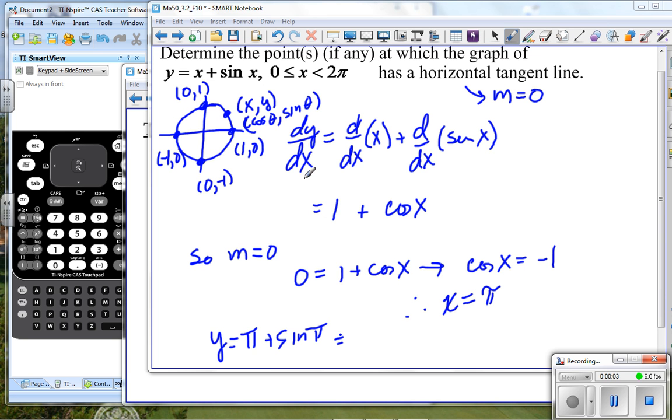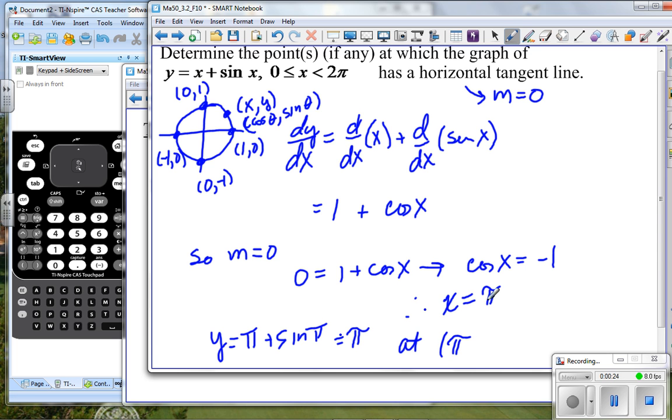D, I believe. Okay. So sine pi is up here, and excuse me, down here, and so sine pi is 0. So we end up with just simply pi. So determine the points. So at input of pi, output of pi, we have a horizontal tangent line.